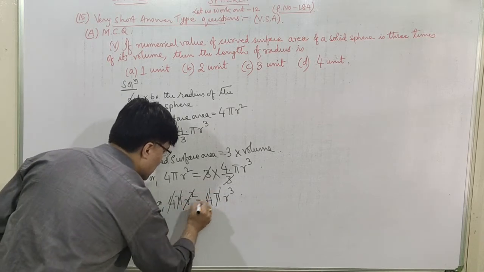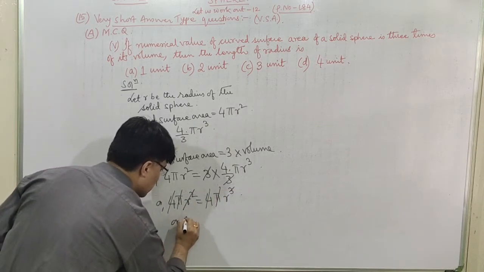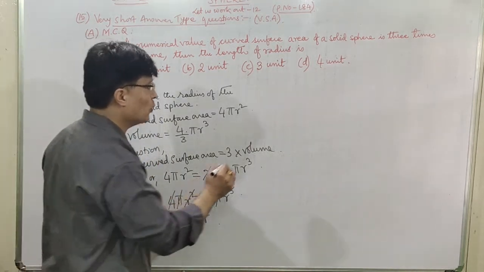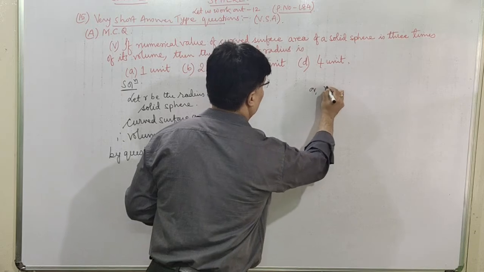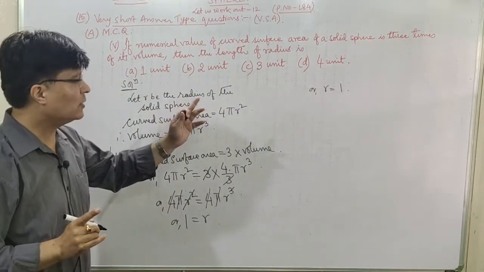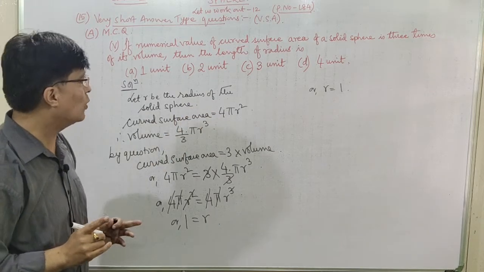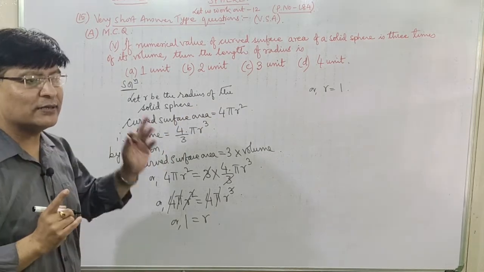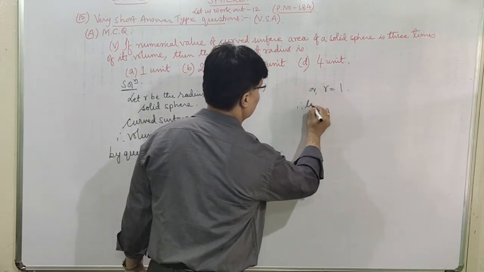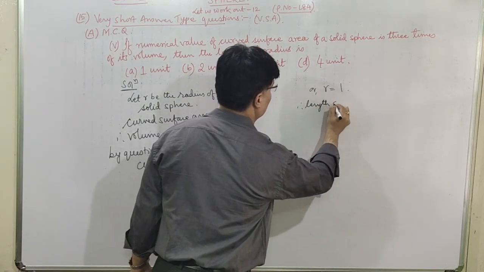Now here in this case r square and cube will be cancelled, which is 1 is equal to r. That means r is equal to 1. So here r is equal to 1. Is that clear? So here the value for r is equal to 1. So what is the length of the radius? It is 1 unit.